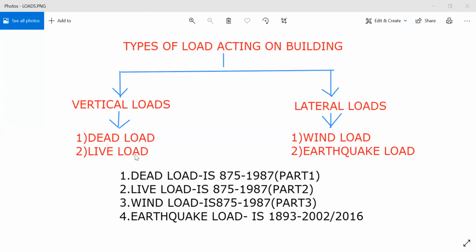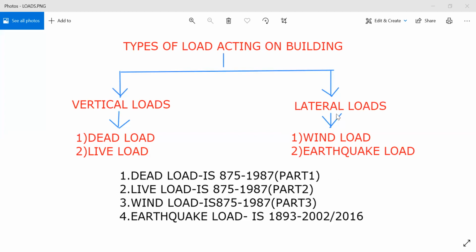In my coming session, we will also learn how to calculate all these four kinds of loads, that is dead load calculation, live load calculation, wind load calculation, and earthquake load calculation. So these are some brief concepts which we need to discuss in a very detailed manner.